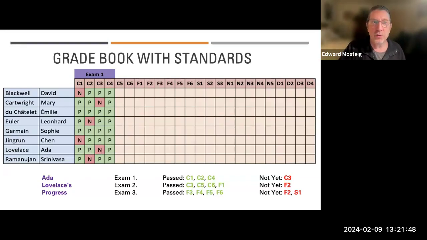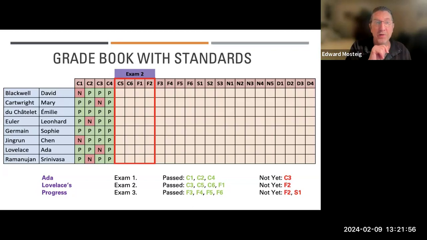So what I'll do is the next exam, exam 2, everybody will have something a little bit different. Ada Lovelace will get those 4 new standards, and then there'll be another problem related to that standard she didn't get, C3. So there's a lot of overhead. This is a lot of work the first time you do it.